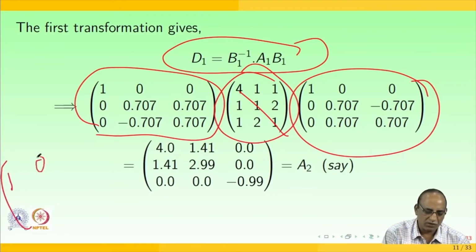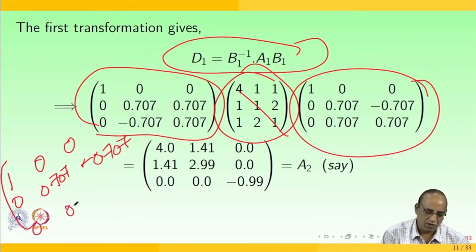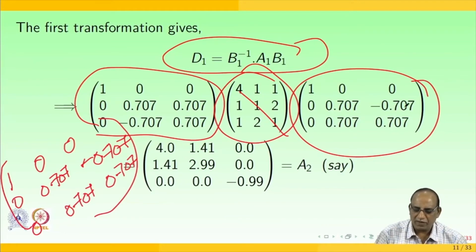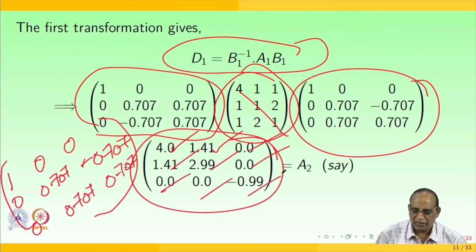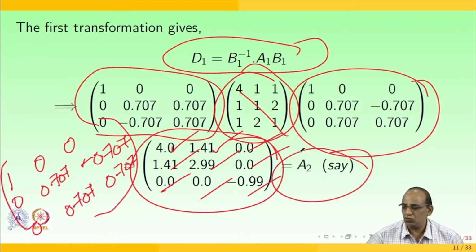1, 0, 0, 0, 0.707, minus 0.707, 0, 0.707, 0.707. So ultimately when you multiply these three matrices, you end up with this matrix, that is 4.0, 1.41, 0, 1.41, 2.99, 0, 0, 0, minus 0.99, which we call A2.